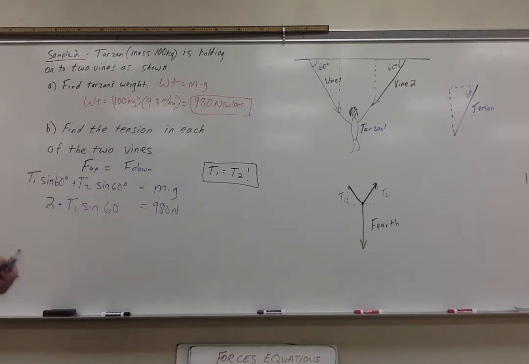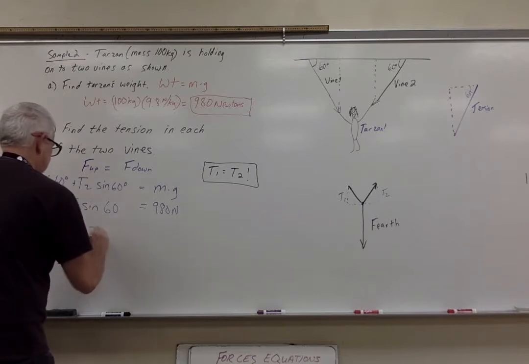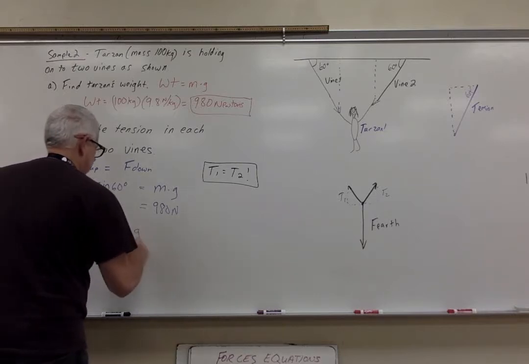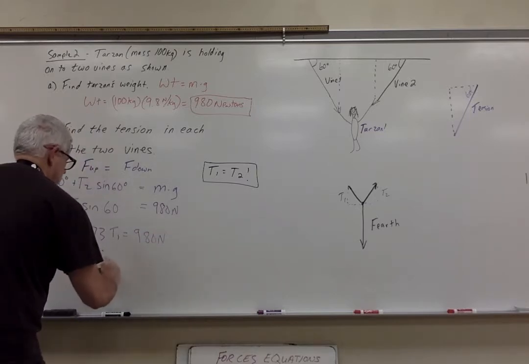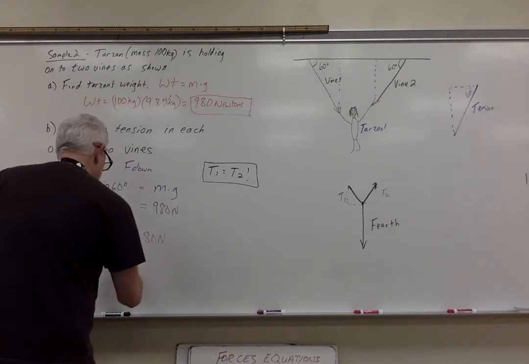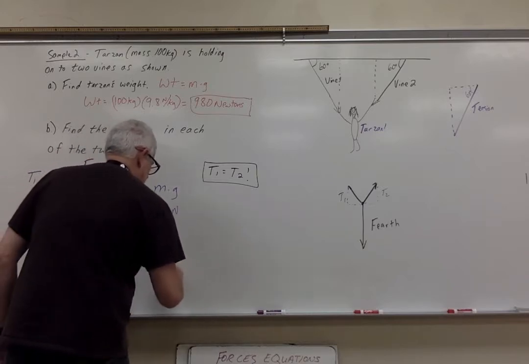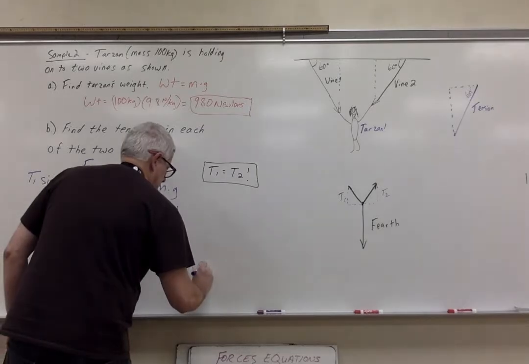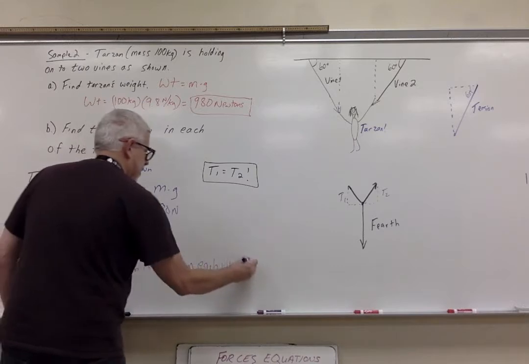When I put that in my calculator, it's 0.866 times 2, and so that I get 1.73 T1 is 980 newtons. That tension 1, which really is the tension in both of the strings, is 566 newtons. So that's the tension in each line.